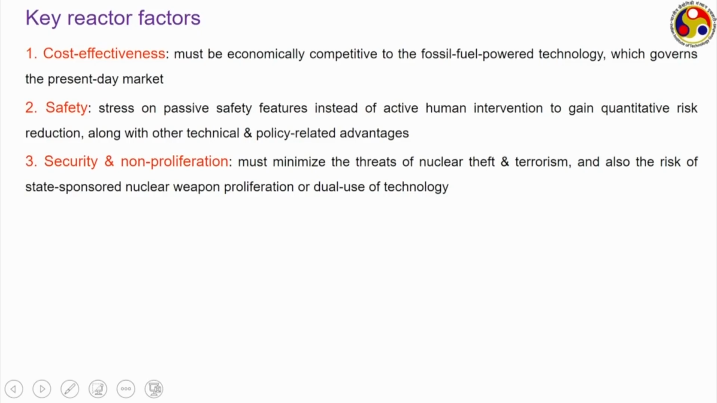Third is the security, again something that is related to governmental policies. There is always the threat of nuclear theft and use of nuclear power for terrorism, and also the risk of state sponsored nuclear weapon proliferation or dual use of technology. So, that must be avoided. Here, by dual use, I mean that the same plant is used for both power production as well as the production of weapon grade plutonium.